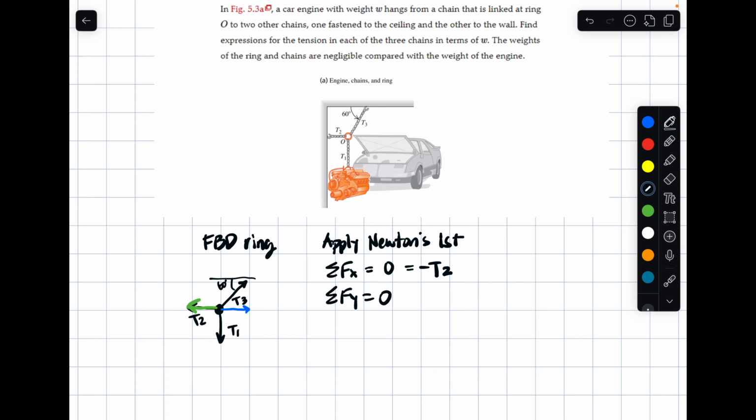We were told that this angle up here is 60 degrees. So that would make this angle here also 60 degrees. And it makes it a lot easier to apply your triangle in that way. T3x is going to be the magnitude of T3 cosine of 60.